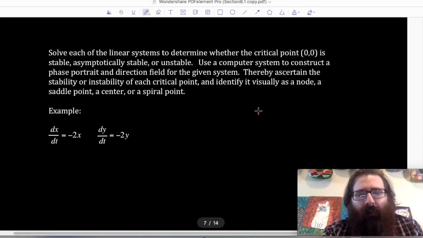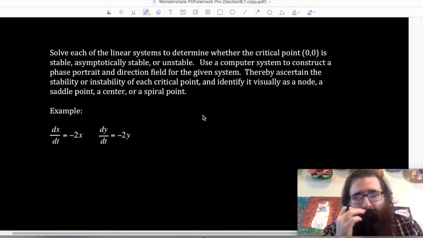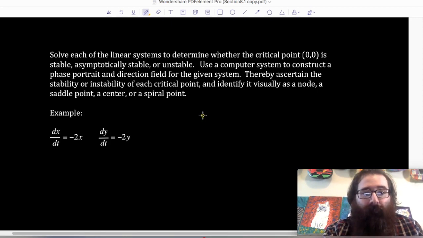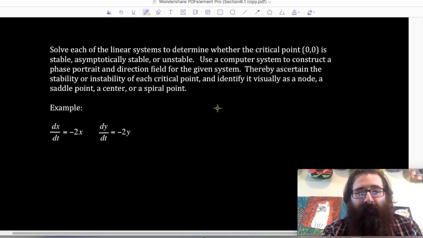Well, let's take a look at some other examples, and let's move away from what we've been doing and see if we can determine the behavior before looking at a phase portrait, and then use the phase portrait to verify what we're thinking. So here we want to solve each of the linear systems to determine whether the critical point at 0, 0 is stable, asymptotically stable, or unstable. Then we're going to use the computer system, construct the phase portrait and direction field, and try to confirm what we've seen.